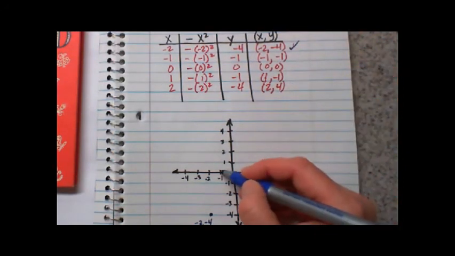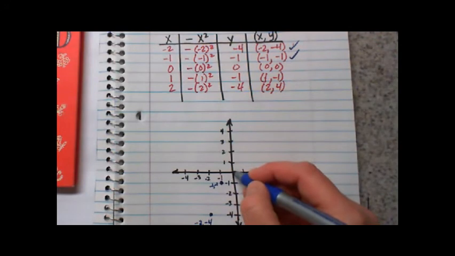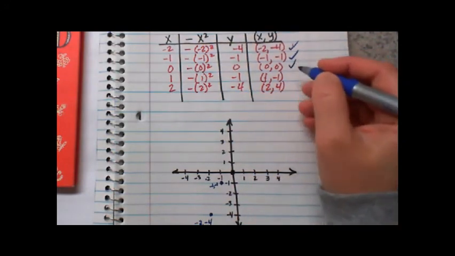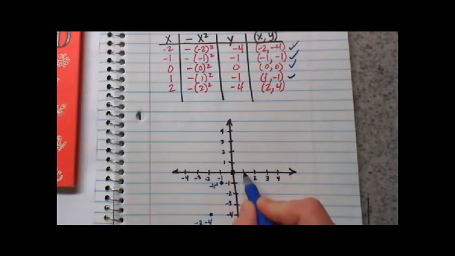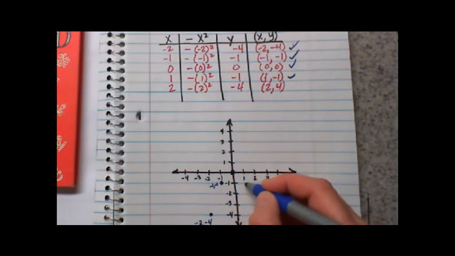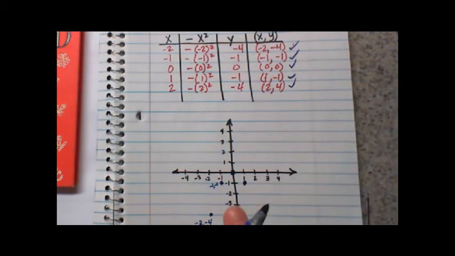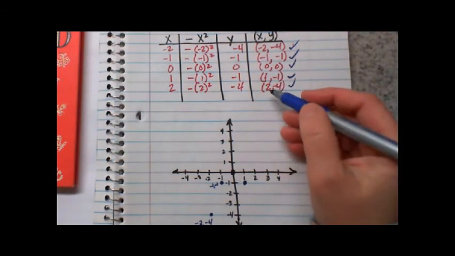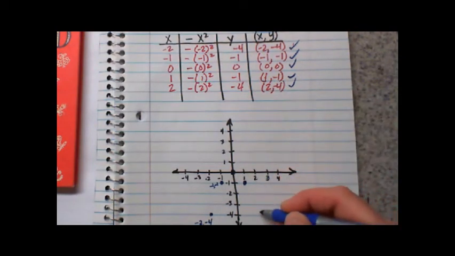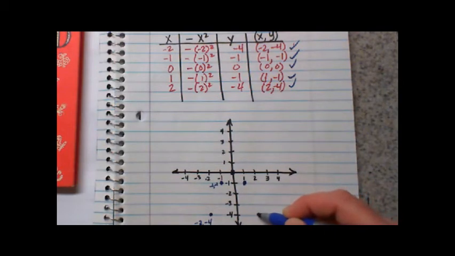Next point, -1, -1. The next point is right on the origin. It is 0, 0. Next point is +1, -1. Go to positive x equals 1, down to y equals -1. And lastly, oops, that's a mistake right there. Last point is 2, -4. So x equals +2, y equals -4. It will be right about there.